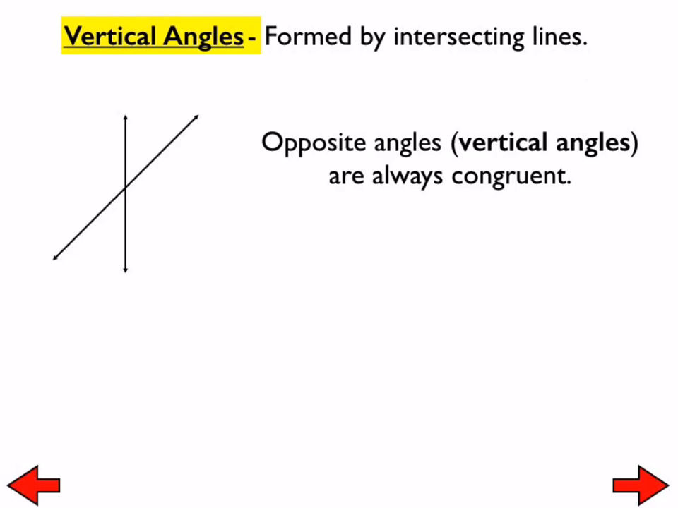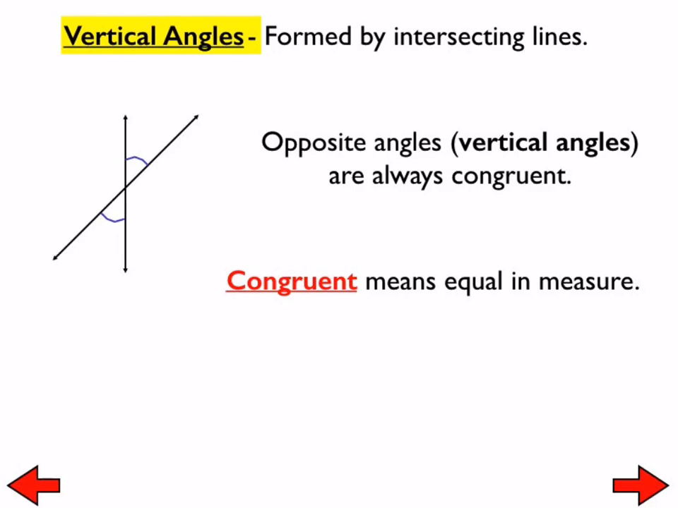So now, right below that is the statement, opposite angles or vertical angles are always congruent. And congruent means, in geometry, equal in measure. Congruent means equal in measure. And so if we take a look at this new picture that we have there, what that means is that those two angles right there, whatever they happen to be, they're going to be the same. They are going to be the same. Okay? So if that one's 37, the opposite one to it is also 37.